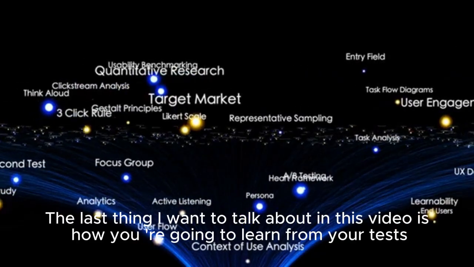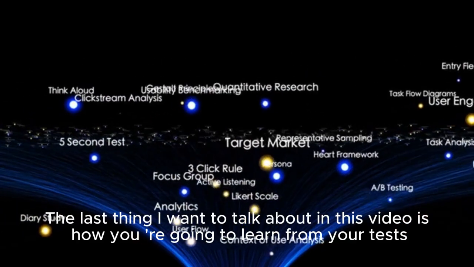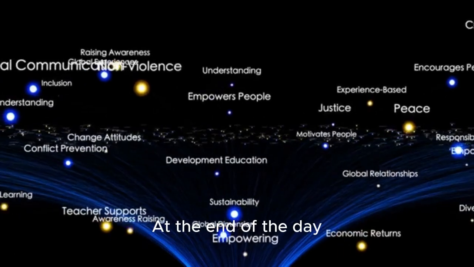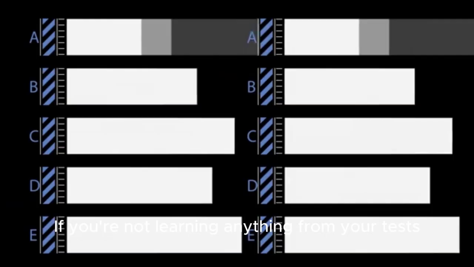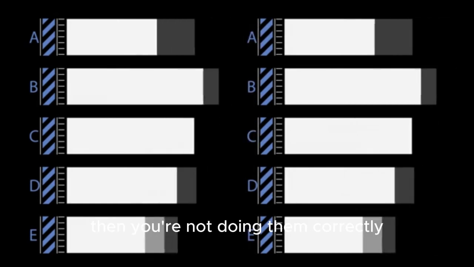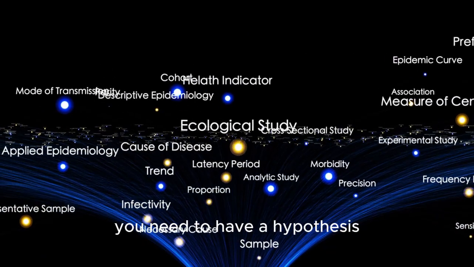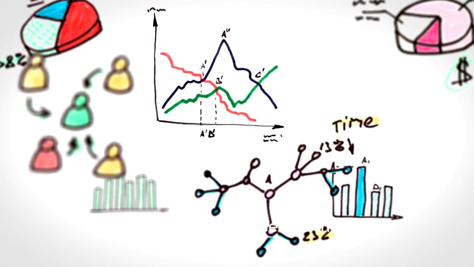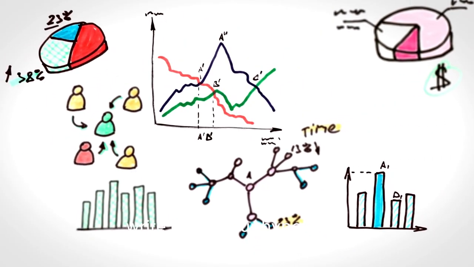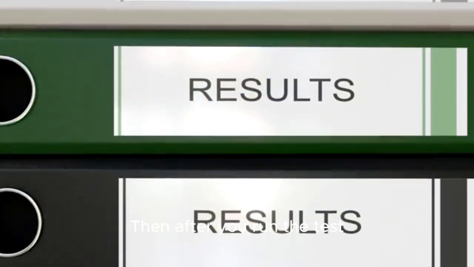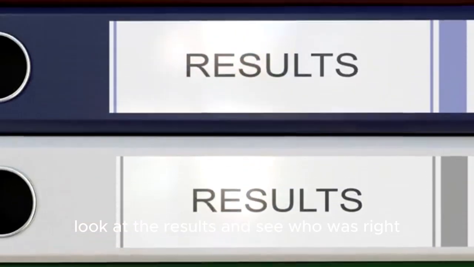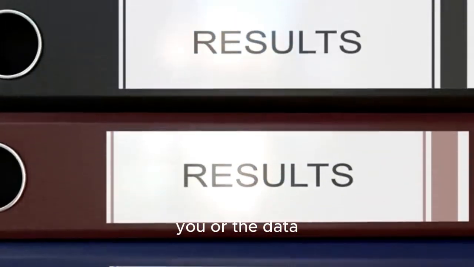The last thing I want to talk about in this video is how you go and learn from your tests. At the end of the day, the whole goal of your tests is to learn something. If you're not learning anything from your tests, then you're not doing them correctly. Whenever you set up a test, you need to have a hypothesis. So before you even set up the test, write down your hypothesis. Write down what you think is going to happen. Then, after you run the test, look at the results and see who was right, you or the data.